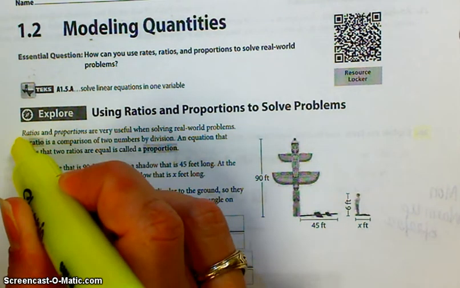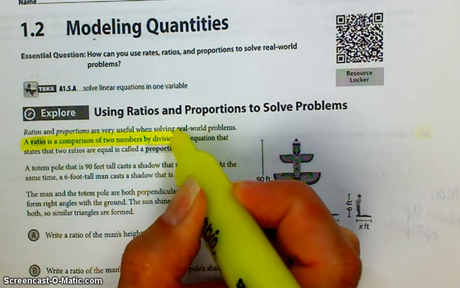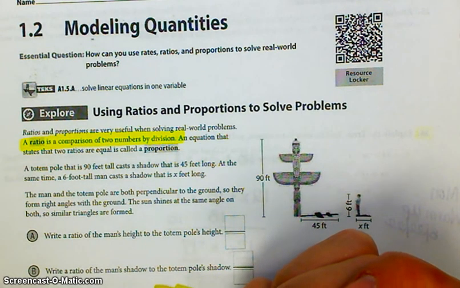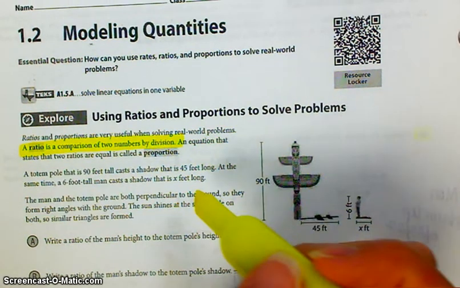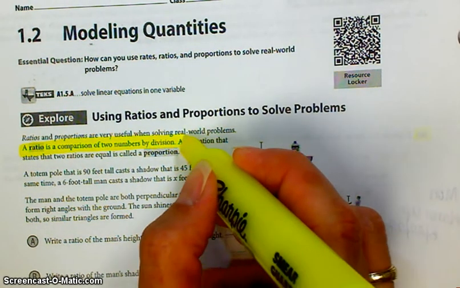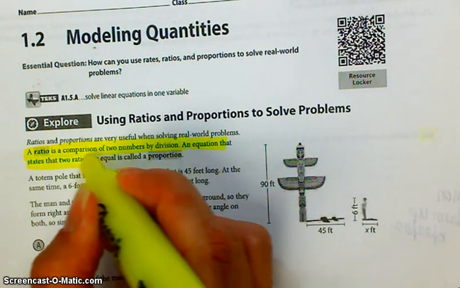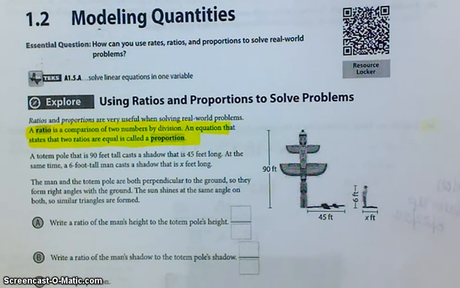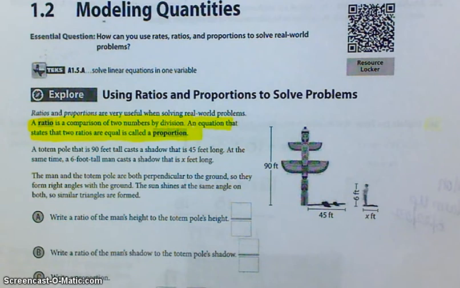Okay, a ratio is a comparison of two numbers by a division, like a fraction-looking thing. An equation that states that two ratios are equal is a proportion. Okay, so we're not going to waste any time. We're going to get right to an example.